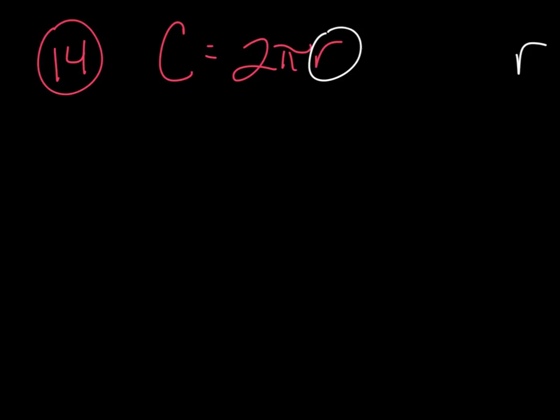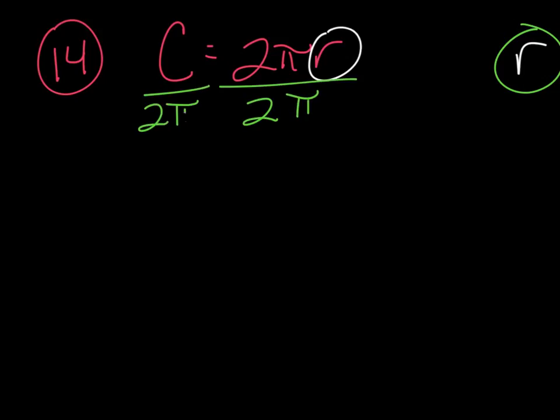Number 14, I'm going to solve for r. It's one term, so I'm going to divide everything by 2 pi. And I'm left with r is equal to your circumference divided by 2 times pi.